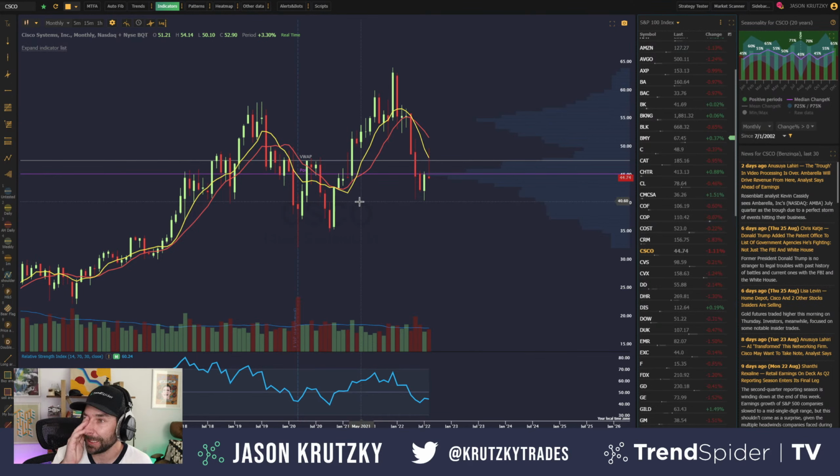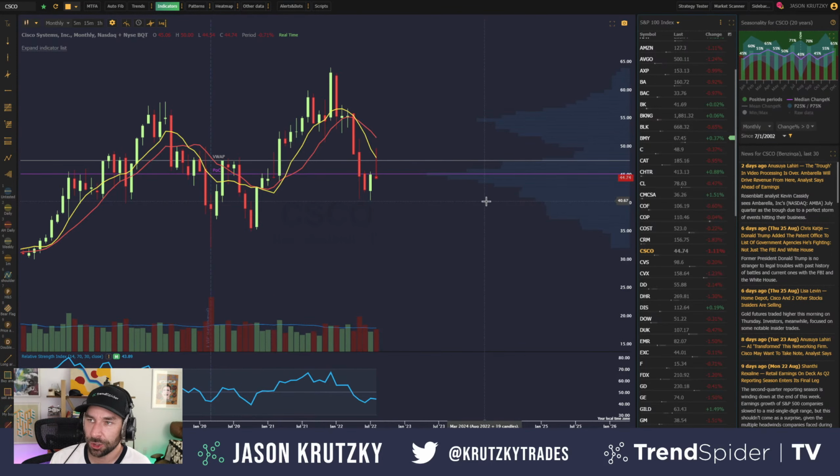Looks like they rejected a lot of stuff. They rejected the point of control from COVID lows. They rejected VWAP from COVID lows. They rejected the 200-day moving average with a big shooter on the monthly. Lots of shooters on the monthly. Not the most bullish thing in the world.